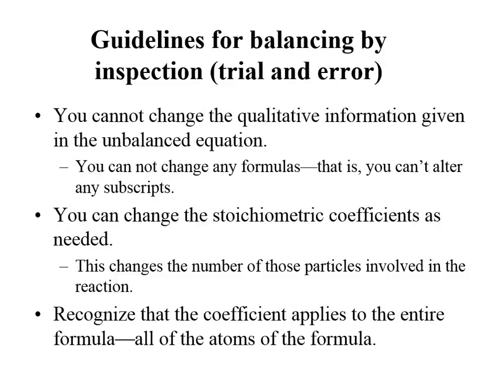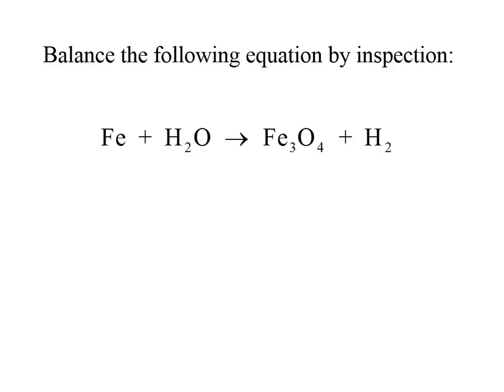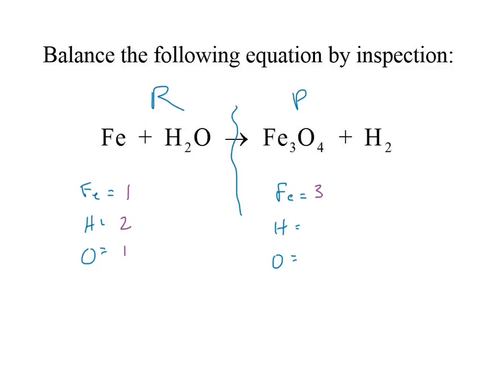Are you ready for an example? They're kind of fun. This is the first one we're going to do, and you'll see how I go back and forth. I'm going to do my little break between reactants and products, and start my tally. Fe equals, H equals, O equals. Then I count how many there are with coefficients of 1. So coefficients of 1 leave me with 1 iron, 2 hydrogens, 1 oxygen. On the product side, I have 3 irons, 2 hydrogens, and 4 oxygens.